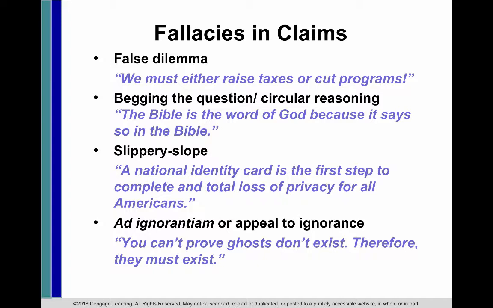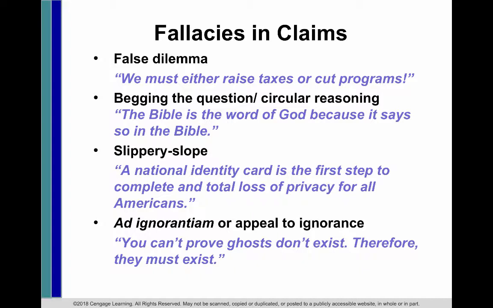The slippery slope fallacy occurs when the speaker uses the claim to predict that one event will necessarily lead to another, usually negative event, as in this example. A national identity card is the first step to complete and total loss of privacy for all Americans. While the conclusion might follow from the premise, there really is no evidence provided that it absolutely will. The speaker just wants you to assume that it will.